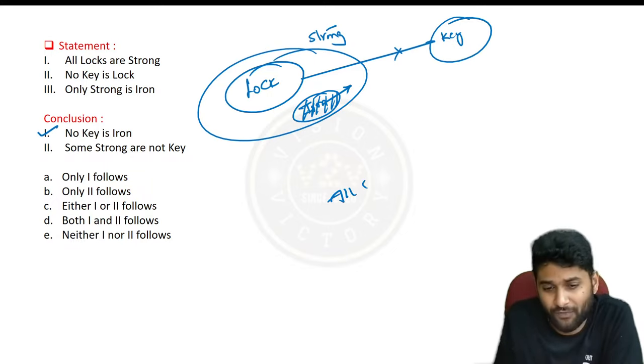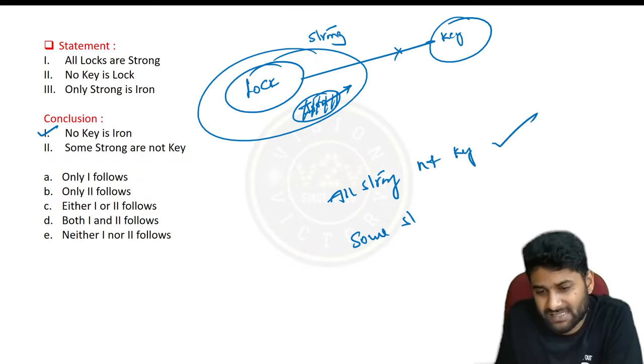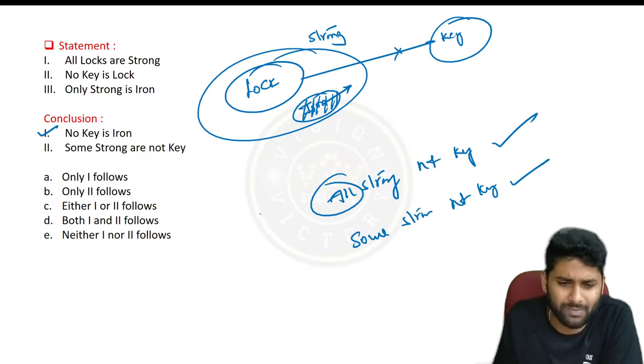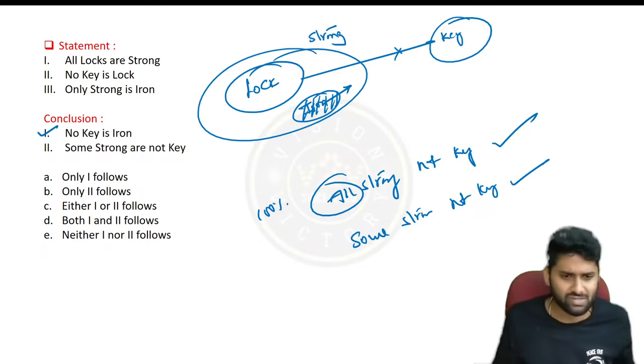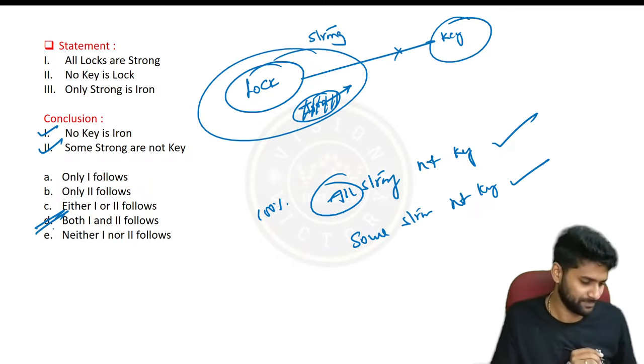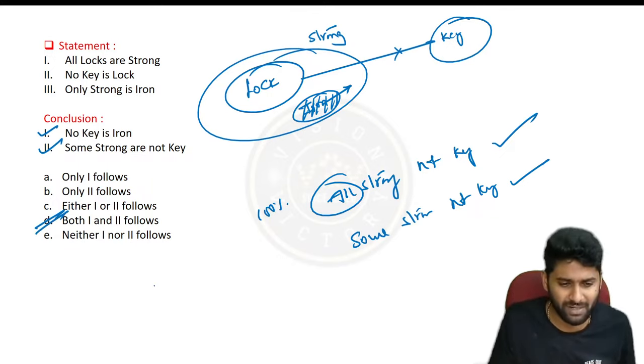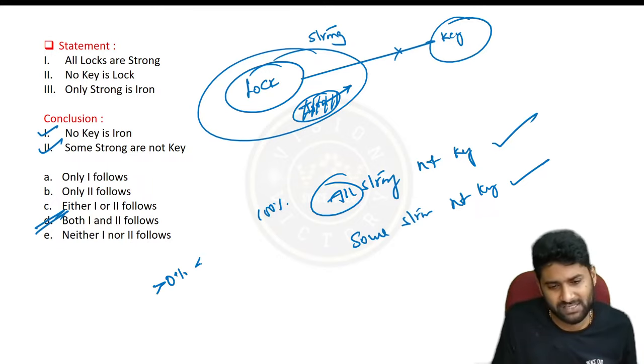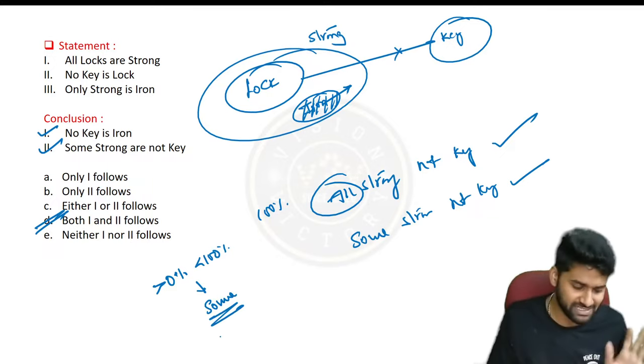Guys, if all strong are not key is valid, definitely some strong are not key is also valid. Why? Because all means 100%, and if 100% is not possible, definitely less than that value is also not possible. That's why both the conclusions are valid. Remember, any value greater than 0 and less than 100%, each and every percentage is a part of some condition. Don't assume that it is exactly 50-50.